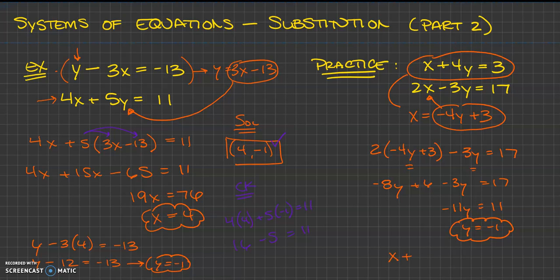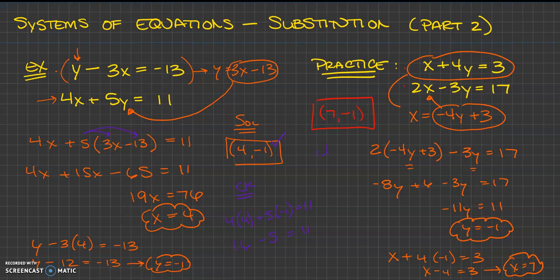x plus 4 times negative 1 equals 3. That's going to give x minus 4 equals 3. I'm going to add 4 to both sides and get x equals 7. So my solution is going to be 7 and negative 1. This is what I believe to be the solution for this system, 7 and negative 1. So now we've got to check it.